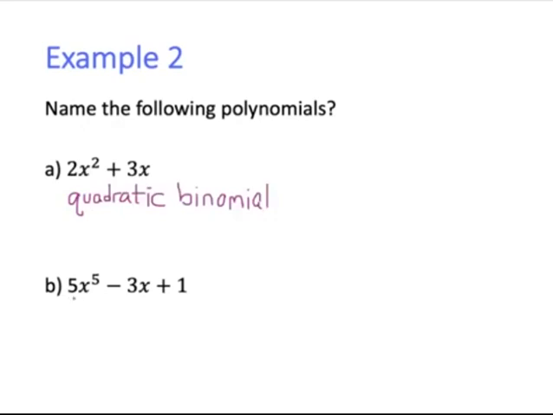Part B, we have 5x to the 5th minus 3x plus 1. Notice that the degree here is 5, and then we have 3 terms. So for degree 5, that's called quintic. 3 terms is a trinomial. So this is a quintic trinomial.